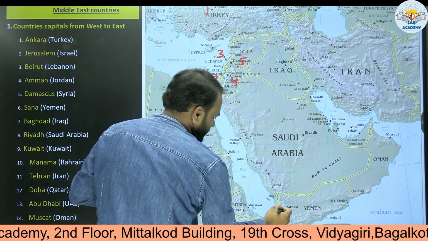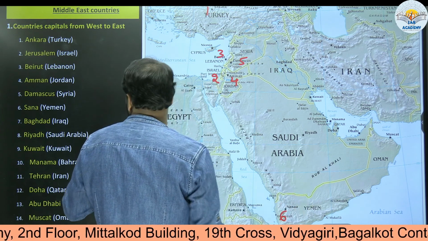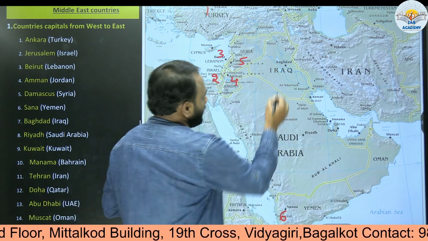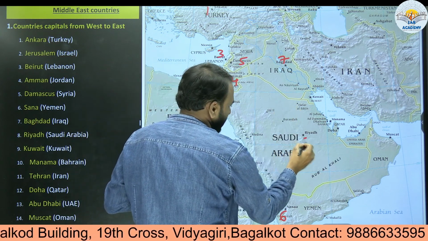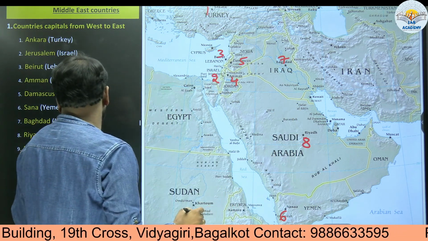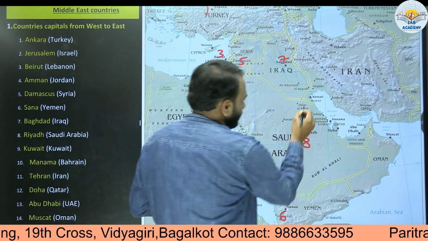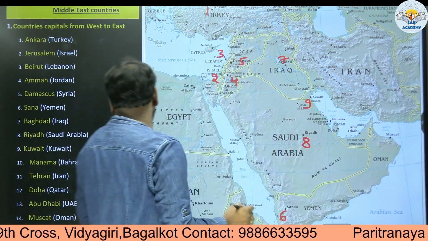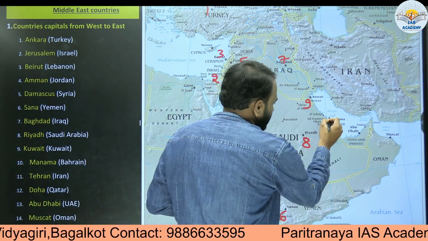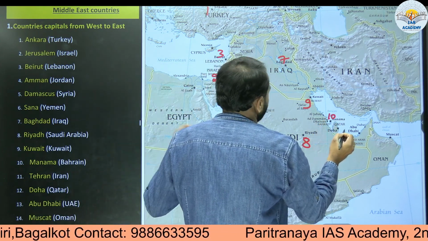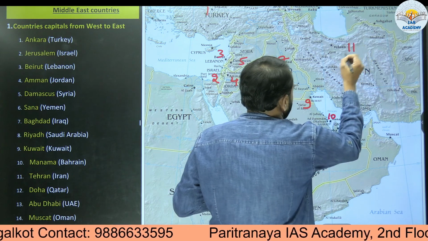Sixth is Sana'a, capital of Yemen. Seventh is Baghdad, capital of Iraq. Eighth is Riyadh, capital of Saudi Arabia. Next, ninth is Kuwait, capital of Kuwait. Next, 10th is Manama. Manama is capital of Bahrain. Next, 11th, Tehran. Tehran is capital of Iran.